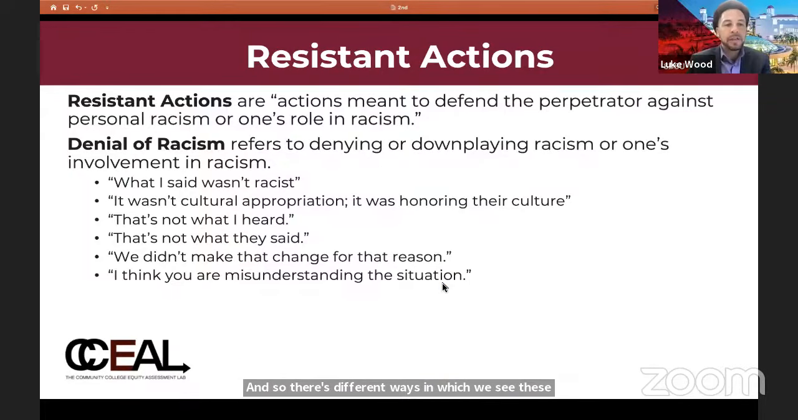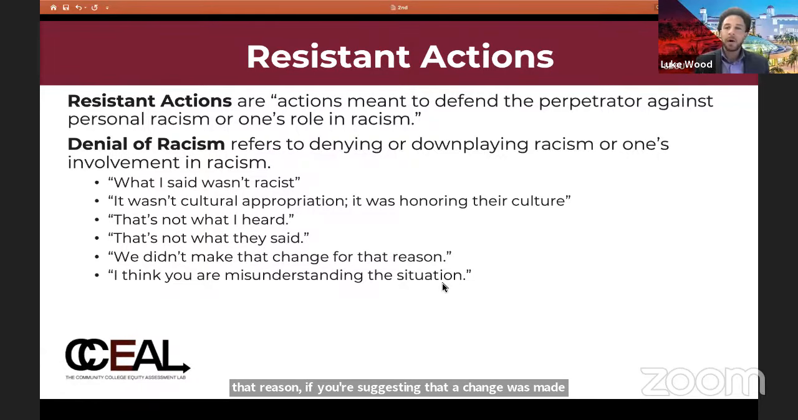One is through denial of individual racism or denial of racism, which is also a common microaggression. This can be a situation where someone says something, let's say that they use a racial epithet, and then you bring that to their attention, and their immediate response is to deny that that's what occurred, that what you heard, what you've experienced, what you've endured is not what actually took place. They might say, what I said wasn't racist, or that's not cultural appropriation, I'm trying to honor their culture, or that's not what you heard, that's not what I said. We didn't make that change for that reason, if you're suggesting that a change was made to inhibit progress for people of color.